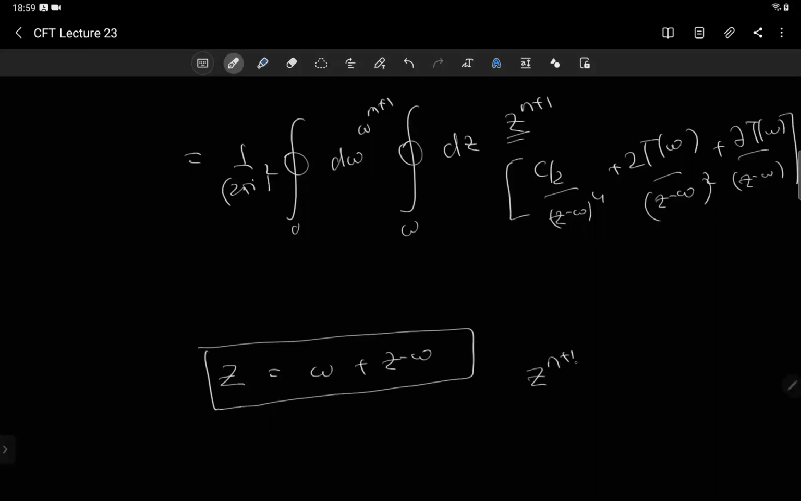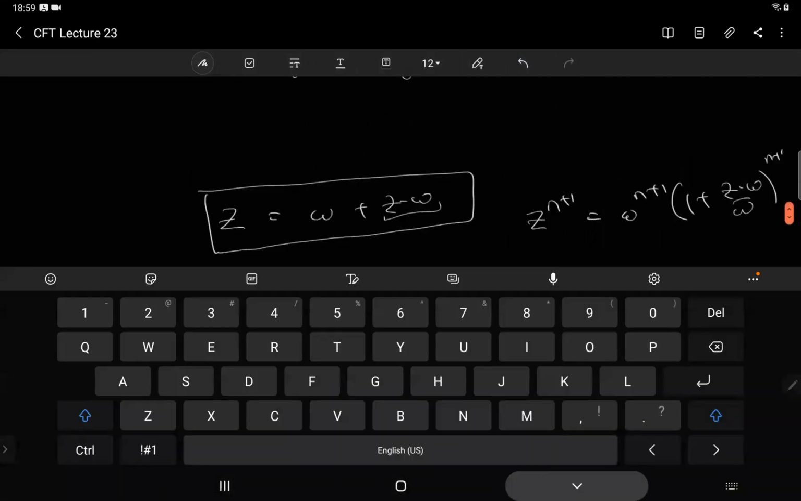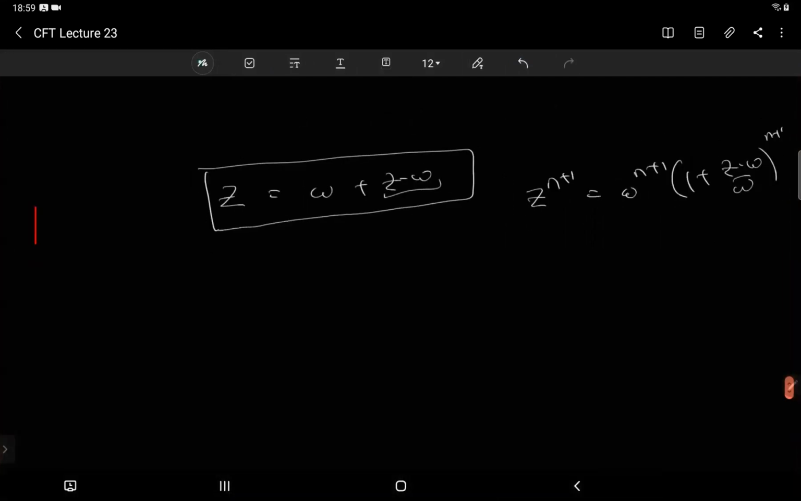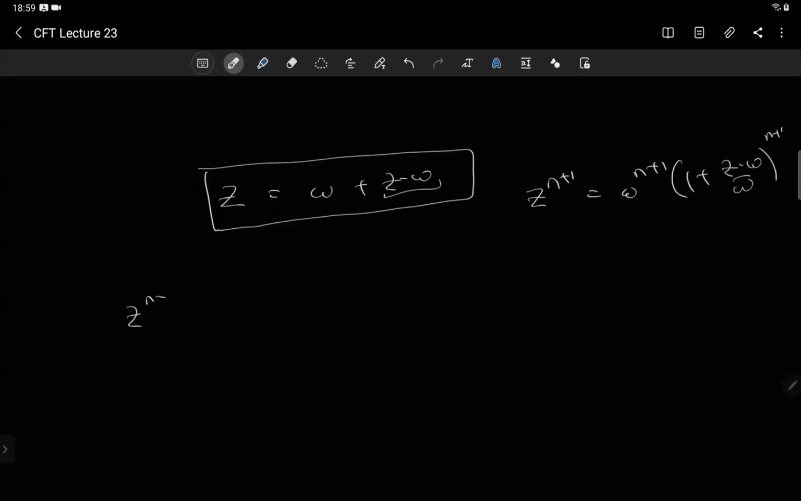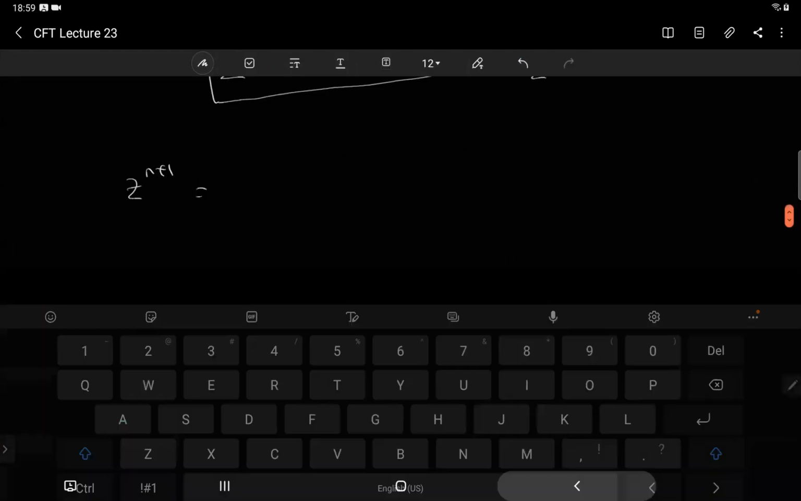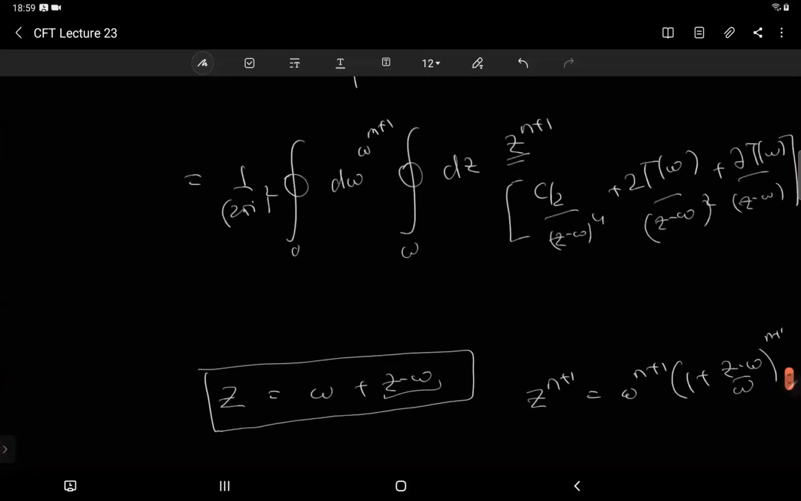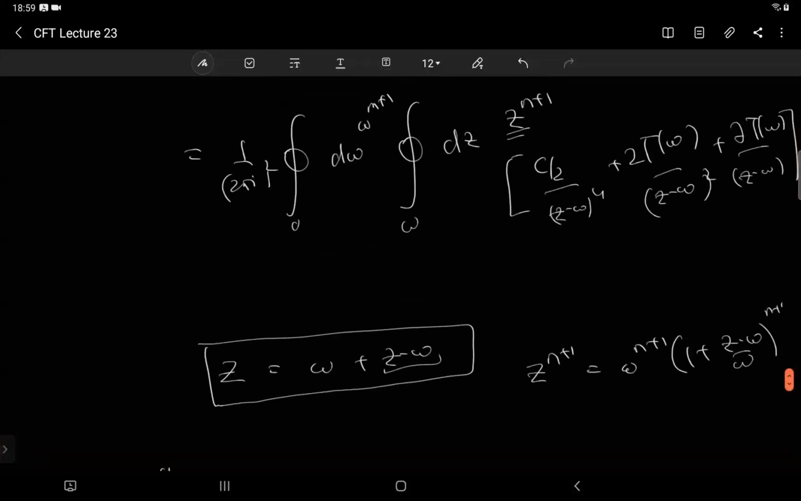z to the n plus 1 is then equal to omega to the power n plus 1 times 1 plus z minus omega over omega to the power n plus 1. Right? So z minus omega is small, it's very small. So you can do a Taylor expansion around this, and therefore z to the n plus 1 can be written as omega. So now you remember, what do we need? Omega to the power n plus 1.